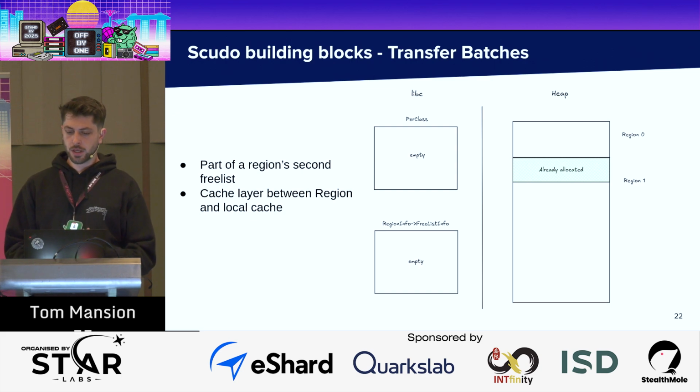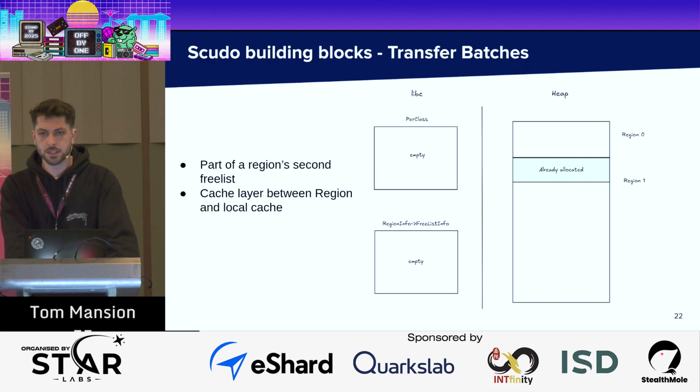Transfer batches are simply arrays of pointers that live in a special region of the primary allocator, region 0, that we can see here. This region is only used for storing these objects and cannot be used by the user of the allocator. So you cannot allocate into region 0. It's important to talk about these transfer batches because they play an important role in introducing randomness to the allocator. We'll see exactly how that works now.